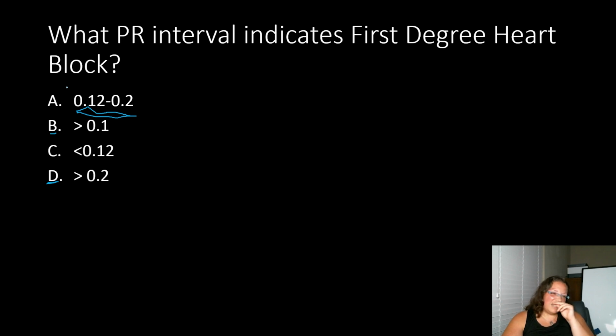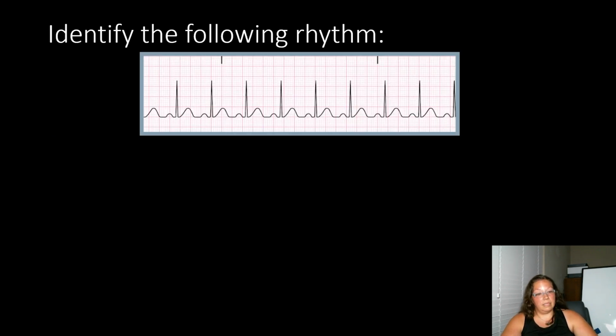Remember, you only had to memorize one number, which is 0.2. So anything less than 0.2 is normal. So we can eliminate A and we can eliminate C. So then we have B and D. Technically, these two are the same answer. I had a typo here. This should have been less than 0.1. But here the answer is anything greater than 0.2 is a first degree heart block. Anything over 0.2 for the PR interval is a first degree heart block. It can be 0.22 and it's first degree heart block. Maybe not serious, but it still is.